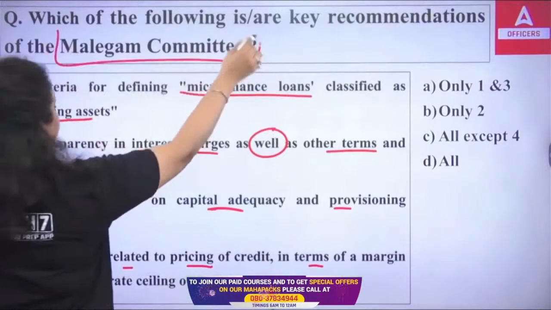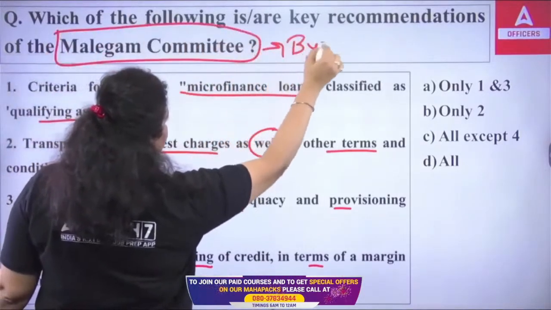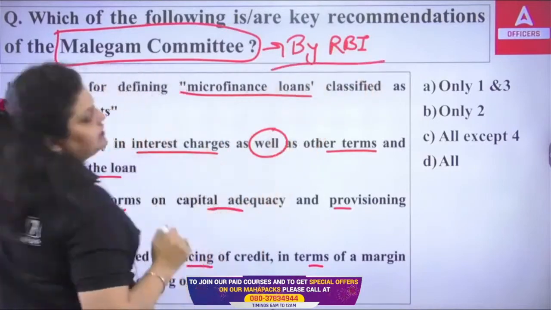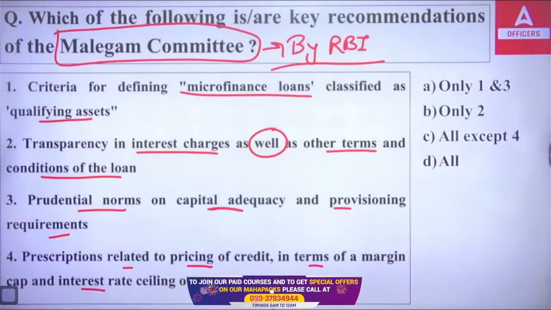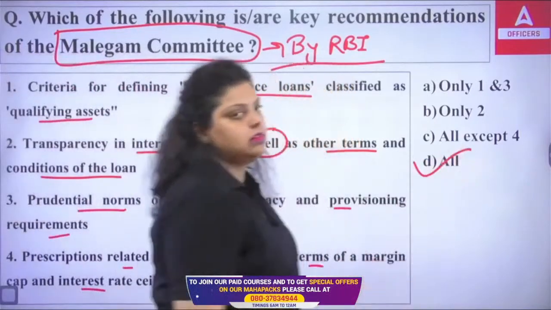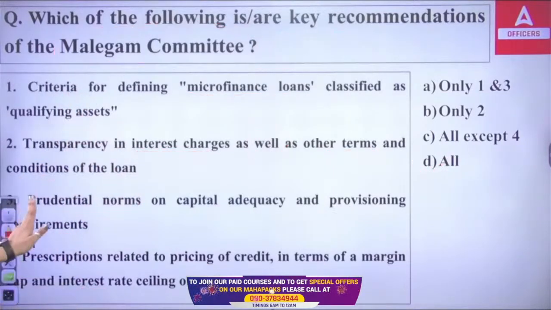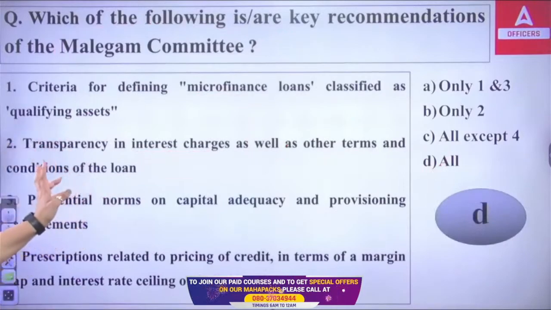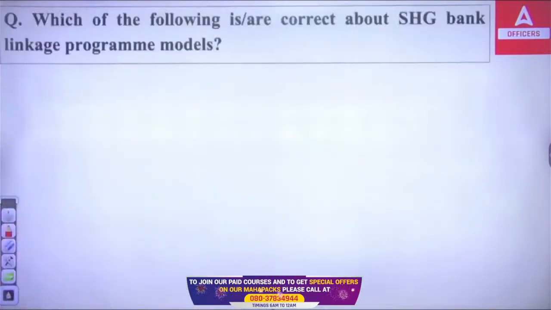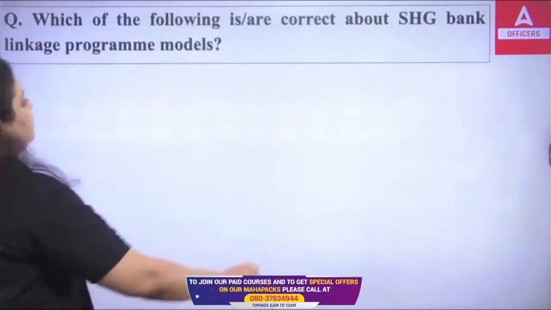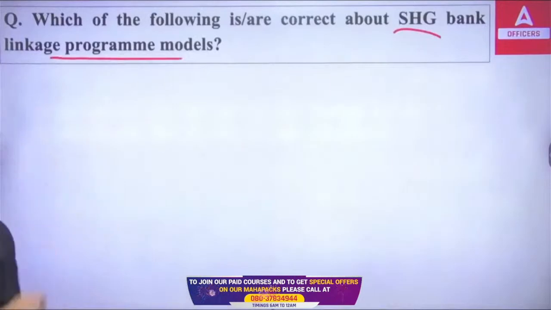So this Malegam Committee was formed by whom? RBI. And this committee has given certain recommendations to us. Which of the following is the key recommendation of this committee? The right answer is that all are recommendations. All of them were given by this committee. This committee actually gave around 7 to 8 recommendations to make the banking and financial system more proper. But here we have 4 statements, so all are covered under the Malegam Committee. The right answer is D.